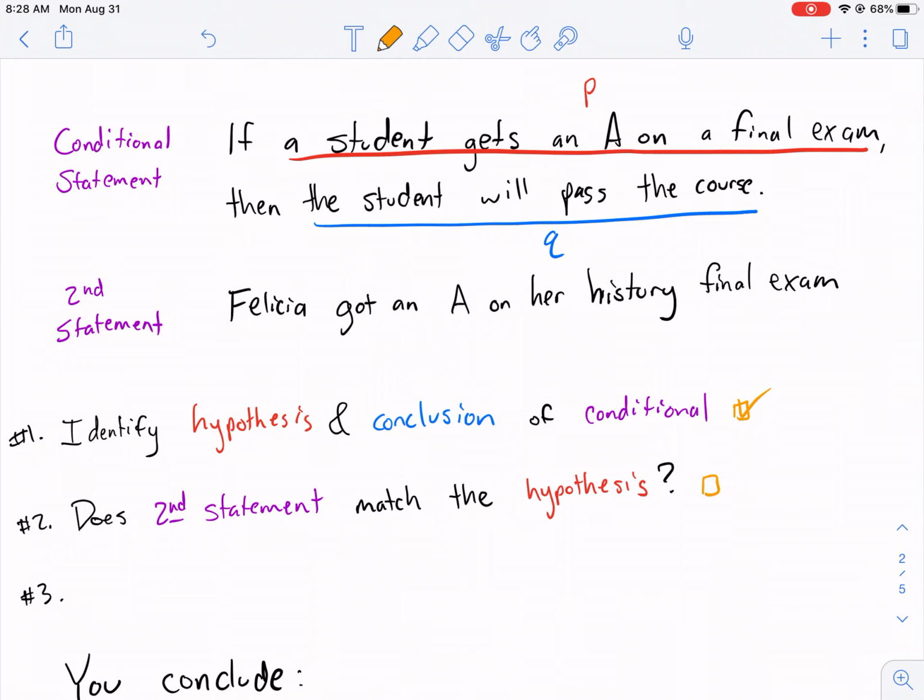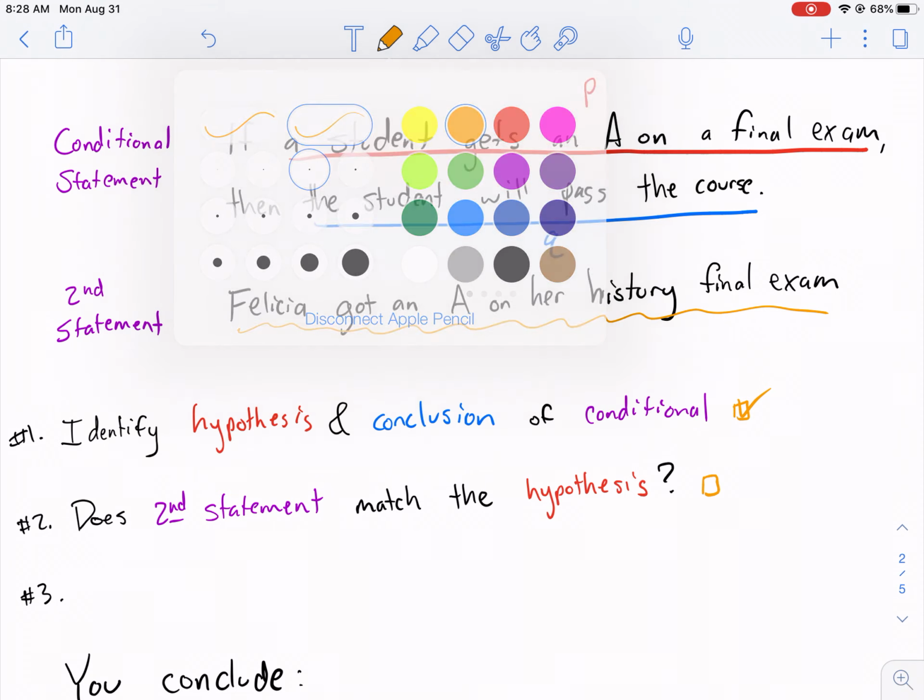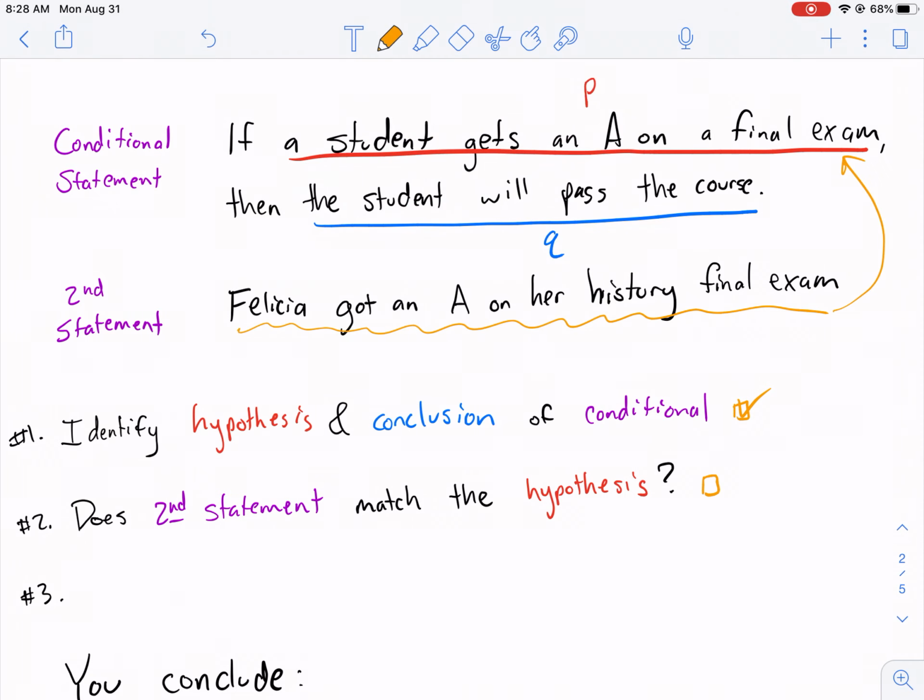Now we need to look at the second statement. Does "Felicia got an A on her history final exam" match the hypothesis? Does it coincide with this? Is it saying essentially the same thing? And the answer is yes. So it does. Now, why does it? Felicia got an A on her history final exam. A student gets an A on a final exam.